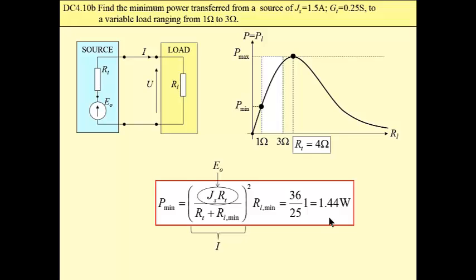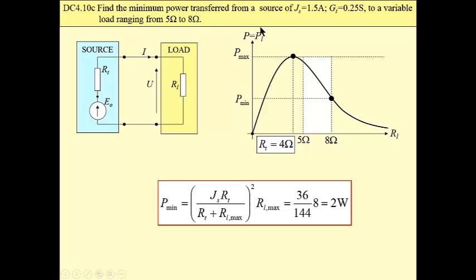Now let me continue the same exemplary problem, but with a different range of load resistance, from 5 ohm to 8 ohm. Now this range is located at the right side of this value for maximum power transfer, which means that the minimum power transferred from the source to the load is for the maximum resistance, for resistance ranging from 5 to 8, for 8 ohm resistance.